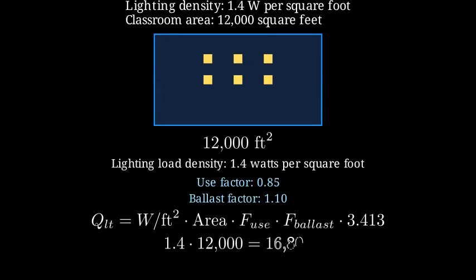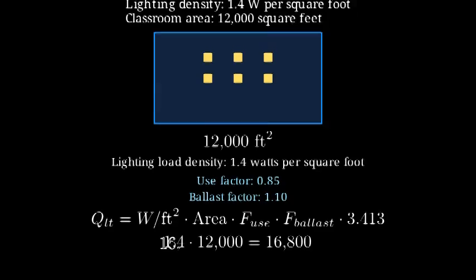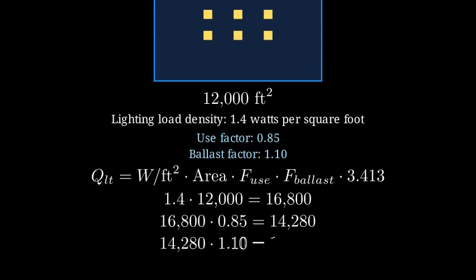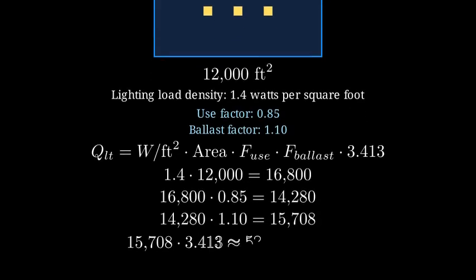First, 1.4 times 12,000 gives 16,800 watts. Multiply by the use factor 0.85 to get 14,280 watts. Apply the ballast factor 1.10 and we have 15,708 watts. Finally, convert to BTU per hour by multiplying by 3.413, which gives approximately 53,610 BTU per hour.